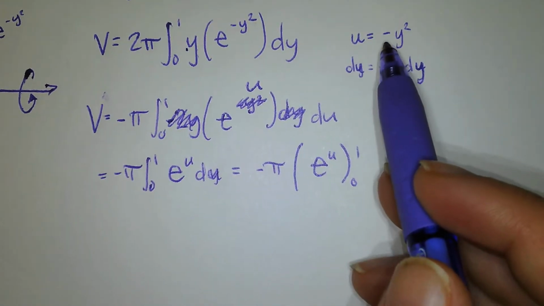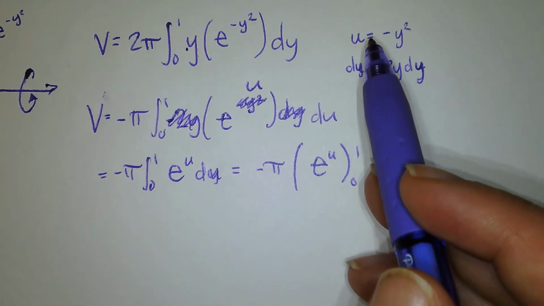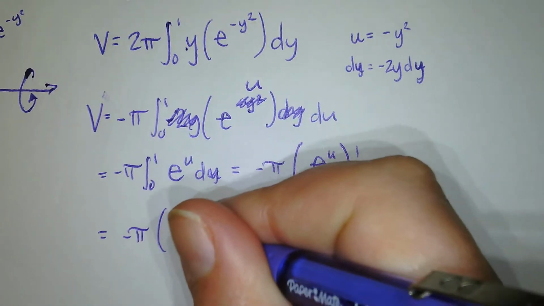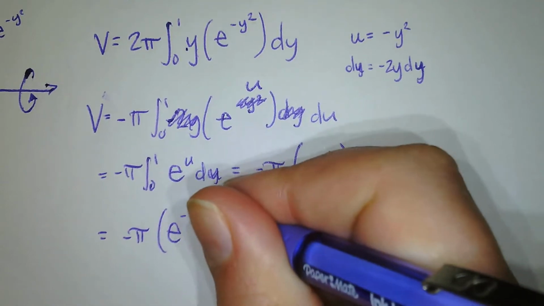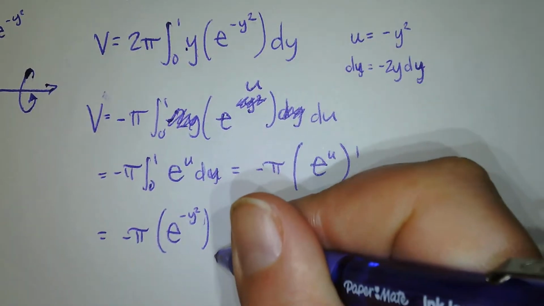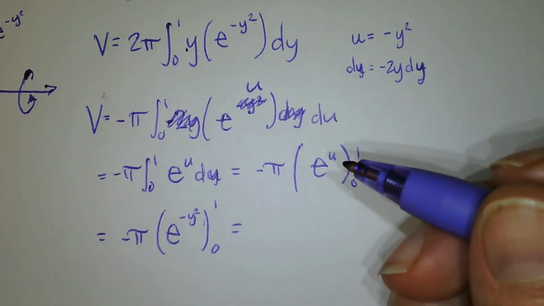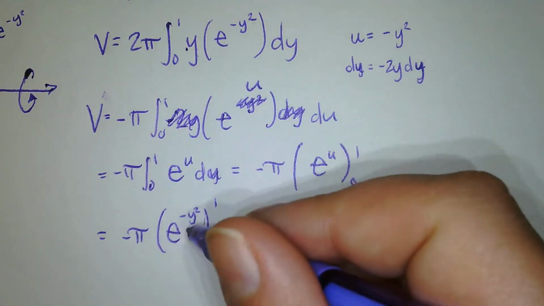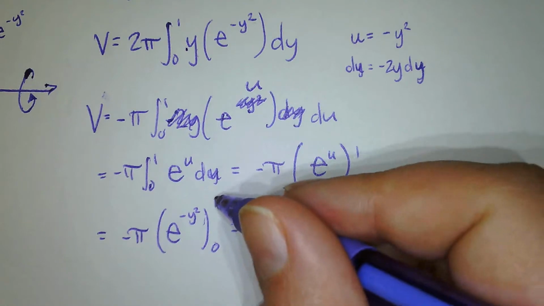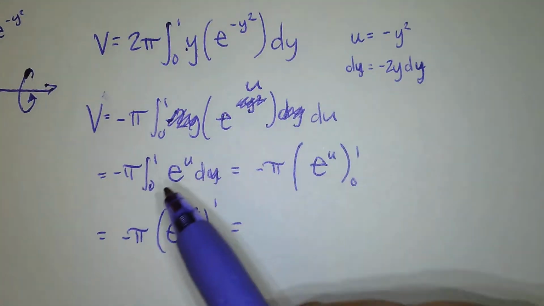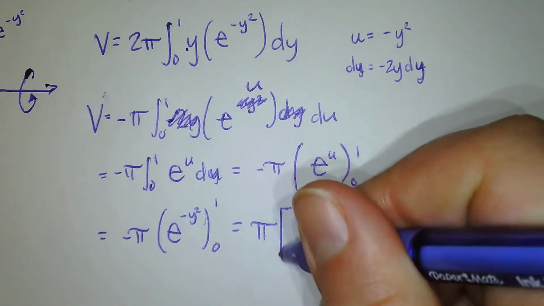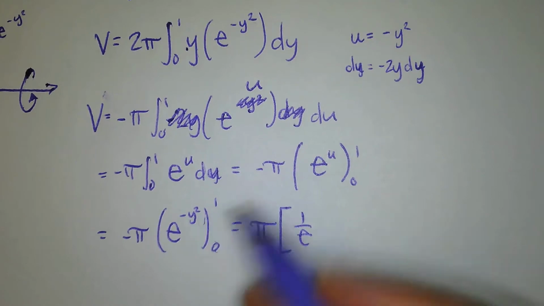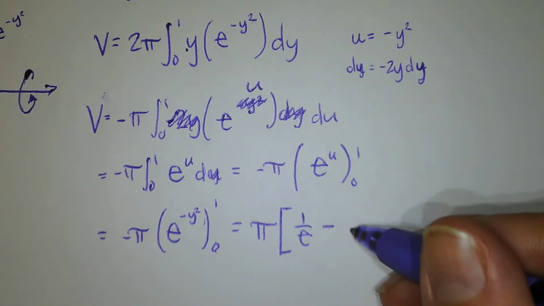Let's swap the u back in, and I'm going to put the negative y squared back in. So negative pi of e to the negative y squared from 0 to 1. And now we can actually just plug that in and get some values here. So we plug in 1 here. 1 squared is, of course, 1. Make it negative is negative 1. So e to the negative 1 power, that's going to be 1 over e. And then, of course, e to the 0, when we plug in 0 here, anything to the 0 power is automatically 1.